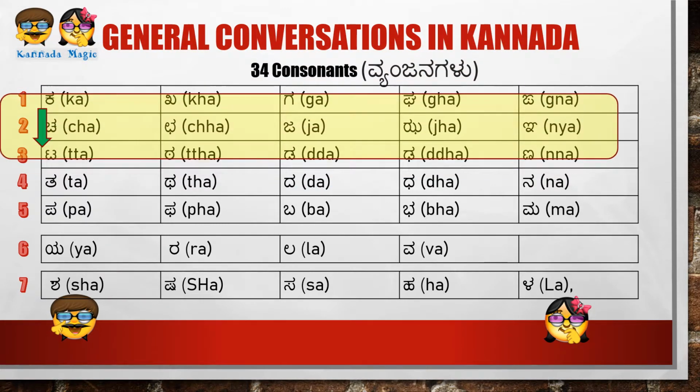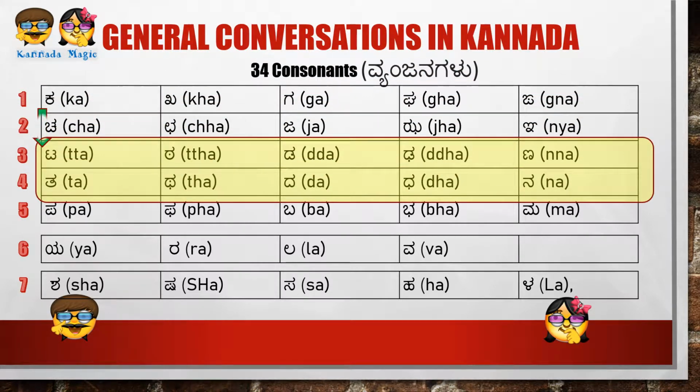So the next 10 consonants are highlighted here, the row 3 and 4. Let's see row 3. Ta, tha, da, dha, na. The row 4. Ta, tha, da, dha, na. Let's repeat. You can repeat when I say row 3. Ta, tha, da, dha, na.